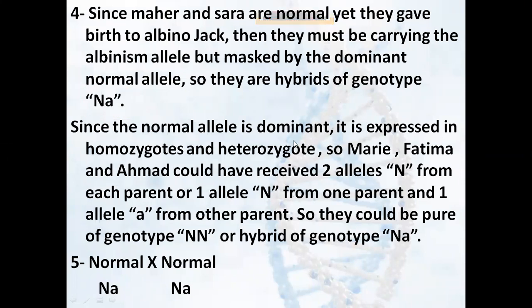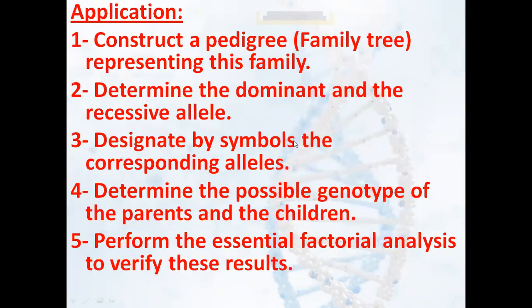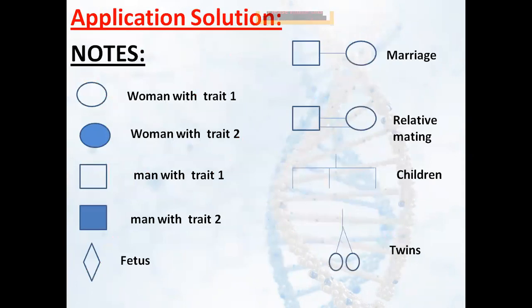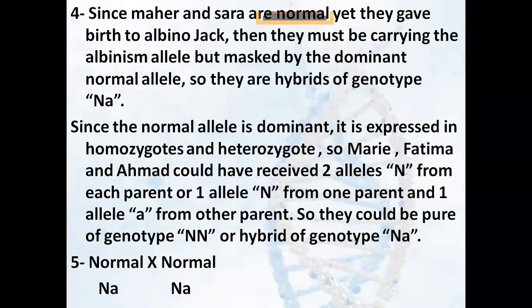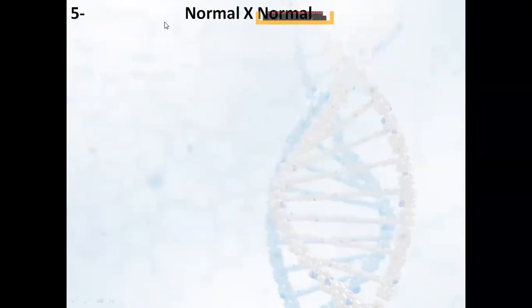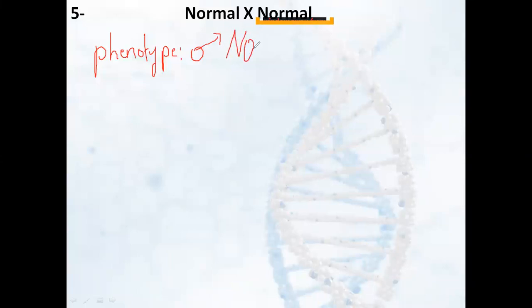While the last part, part 5, we ask you to perform the checkerboard analysis to verify the results of Maher and Sarah. Maher and Sarah both are normal. So if I want to start, I have to start with the phenotype. Phenotype: male is Maher and the female is Sarah. Maher, male, is normal, and the female is Sarah, which is also normal. So both of them are normal.